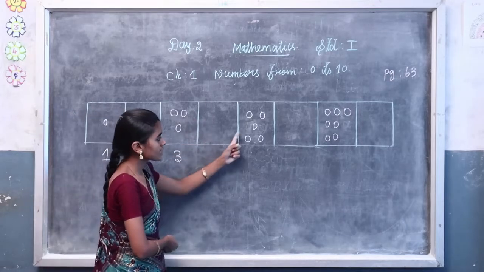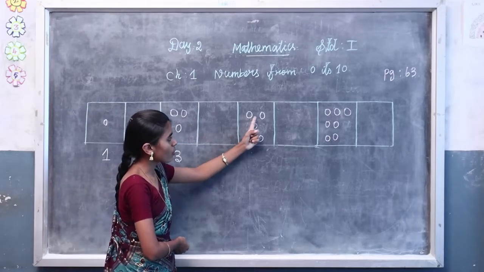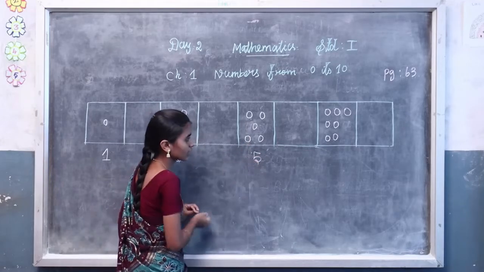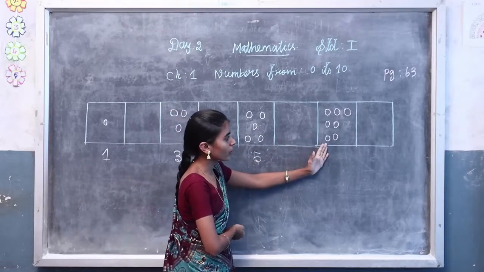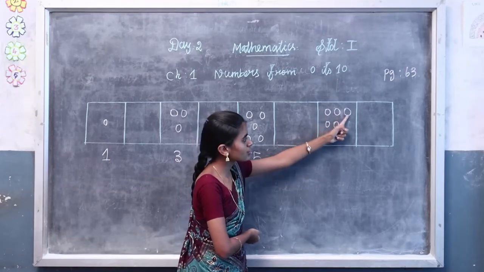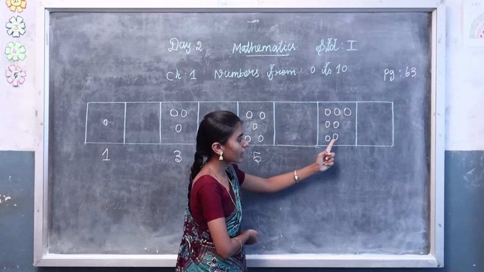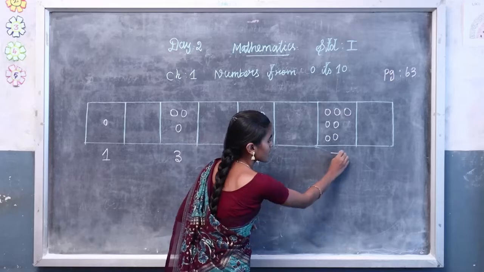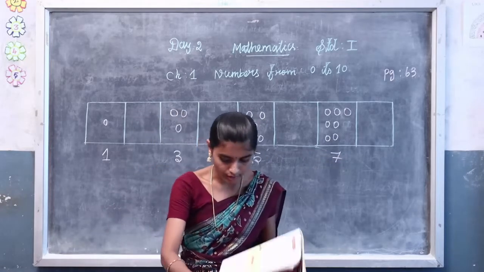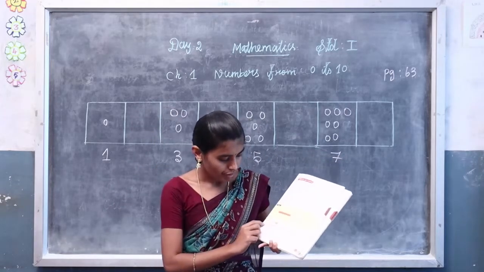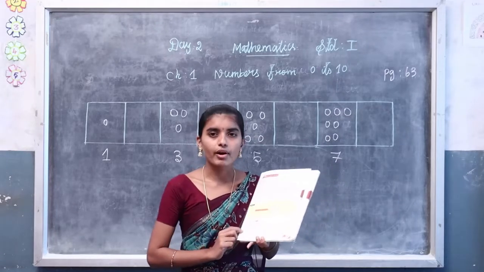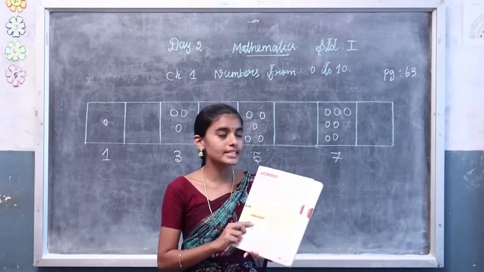There is an empty box. And see the next box, 1, 2, 3, 4, 5. 5 balls in the box. Then see the next box. Count the balls. 1, 2, 3, 4, 5, 6, 7. 7 balls. So we counted the balls and wrote the number of the balls. And see the question: fill up the empty boxes by drawing the correct number of balls for the missing numbers. We have to write the missing numbers here.